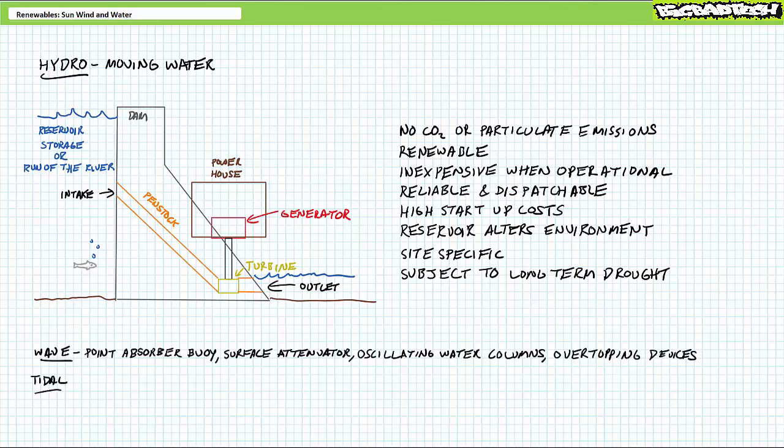Lest you think hydropower facilities be confined to rivers, there's an ocean of opportunity out there, including wave and tidal energy. Wave energy systems come in all sorts of crazy configurations, including point absorber buoys, surface attenuators, oscillating water columns, and overtopping devices. These different configurations convert wave energy into either airflow, water flow, or the relative motion between two bodies, and these forces are then converted to electrical power.